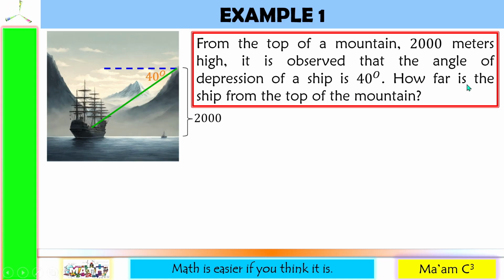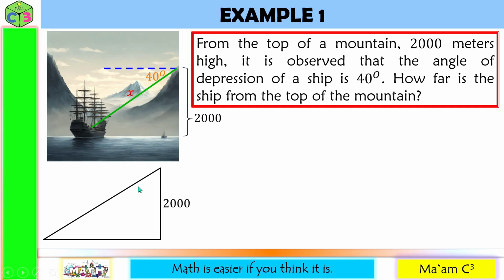Now, we are asked how far is the ship from the top of the mountain. So, we are actually asked the distance of the line of sight. Next, let us create a free body diagram of our problem here. A free body diagram is a skeletal figure with the measurements given. So, I'm going to copy this one, and this is 2,000. And then the imaginary horizontal line as well as the 40 degrees. And x, which is the length of the line of sight. Now, if this is 40 degrees, from what we have learned earlier, this one is also 40 degrees. Alternate interior angles are congruent.